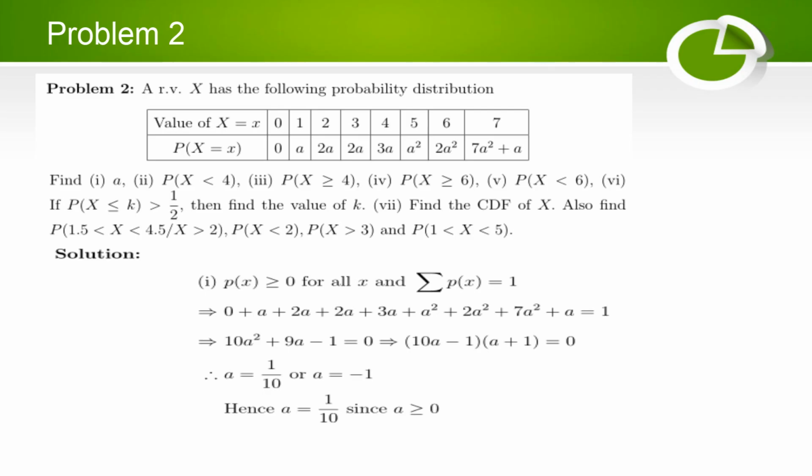Solution. One, p of x is greater than or equal to 0 for all x and summation p of x equals 1, which implies 0 plus a plus 2a plus 2a plus 3a plus a square plus 2a square plus 7a square plus a equals 1, which implies 10a square plus 9a minus 1 equals 0, which implies 10a minus 1 into a plus 1 equals 0, therefore a equals 1 by 10 or a equals minus 1. Hence a equals 1 by 10 since a is greater than or equal to 0.